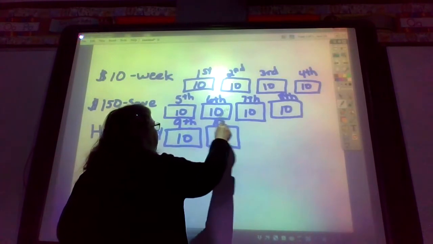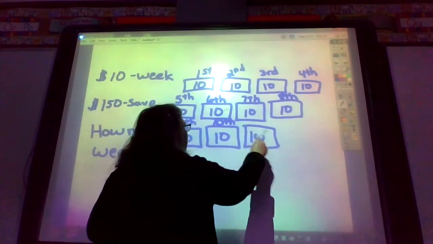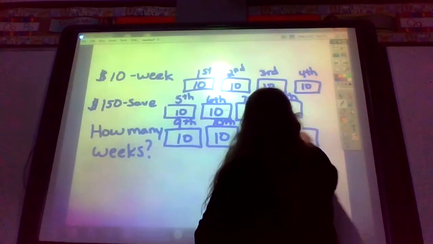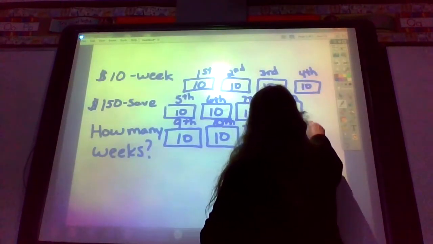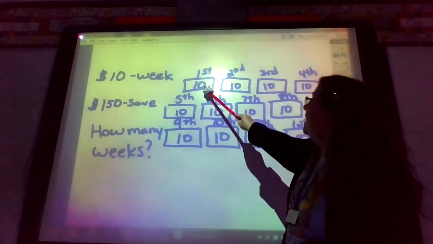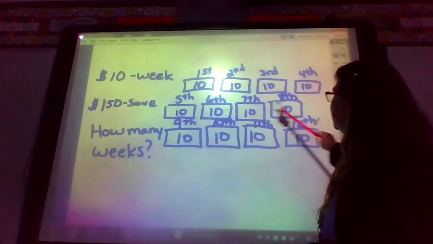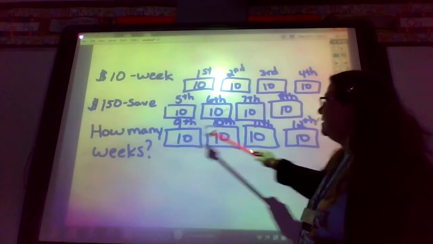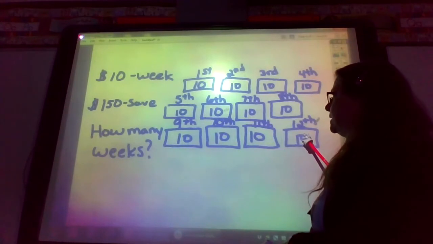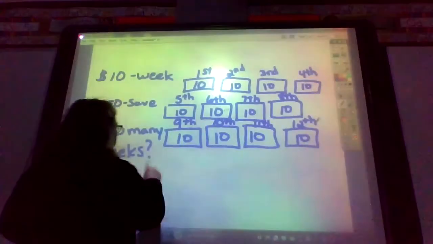$10 for the 10th week. $10 for the 11th week. And $10 for the 12th week. Well, let's see what we have now. 10, 20, 30, 40, 50, 60, 70, 80, 90, 100, 110, 120. Oh, I'm still not to 150. Let's draw some more.